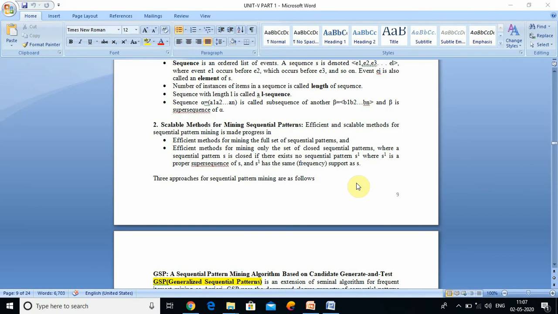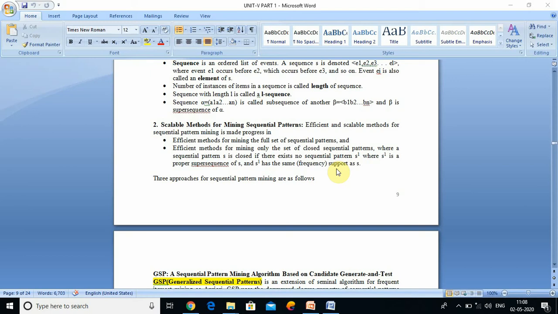Scalable methods for mining sequential patterns. Progress has been made in efficient methods for mining the full set of sequential patterns, and efficient methods for mining only the set of closed sequential patterns, where a sequential pattern S is closed if there exists no sequential pattern S dash, where S dash is a proper supersequence of S and S dash has the same support as S.